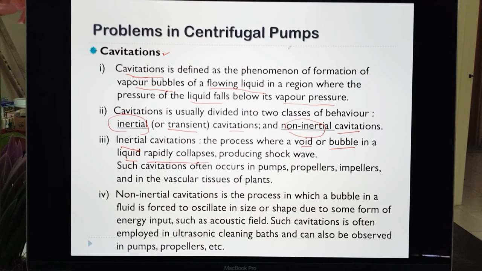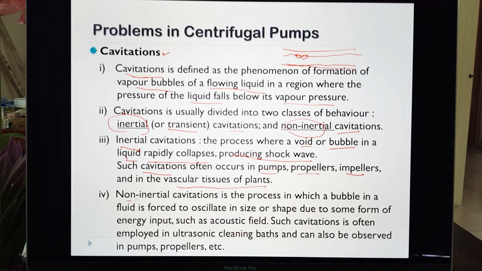So for example, we have this piping, and then the flow of the product, the fruit juice, and then there will be a formation of bubbles. And this particular bubble, when it is formed, after that it collapses. It forms and then it collapses. So when it rapidly forms and collapses, it will produce a shock wave. This particular cavitation normally occurs in pumps, propellers, impellers, and also the vascular tissues of plants.